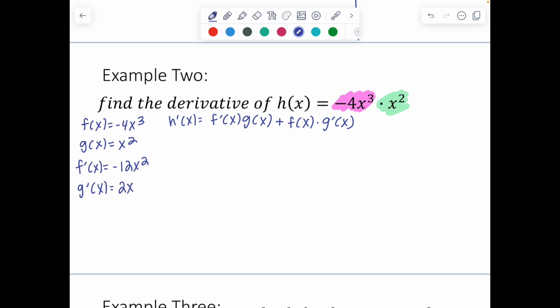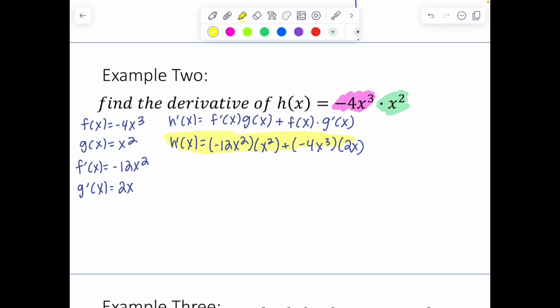So eventually, what I'm doing over here at the side, you're not going to need to do that. You're going to be able to do this in your head. But now I'm just going to plug things in. So this is going to be negative 12x squared times g of x, which is x squared, plus f of x, which is negative 4x cubed, times the derivative of g, which is 2x. And so at this point, I actually have found the derivative. This is the answer.